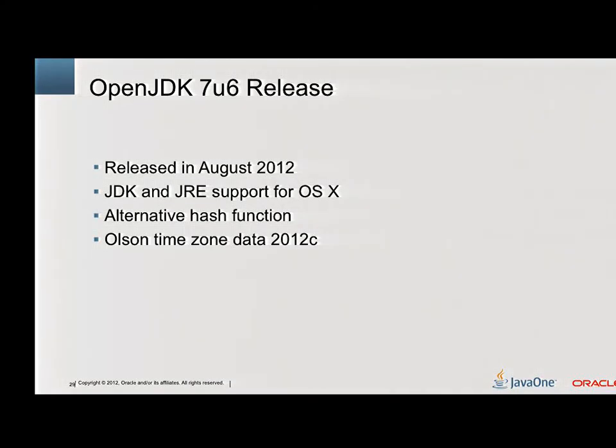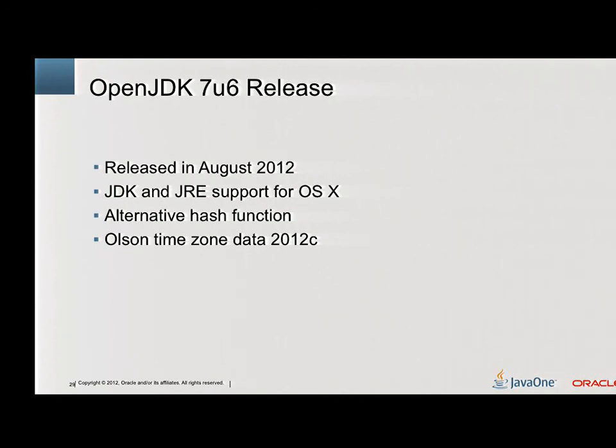Then, last but not least, in August this year, we released 7 update 6, which completed the work we did on bringing over the macOS 10 port by adding not just the JDK side, which we did in 7 update 4, but also the JRE side. So all the other bits and pieces required to actually have a macOS 10 JRE. It provided a new hash function implementation.